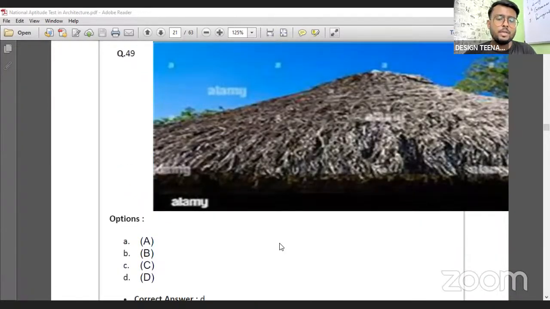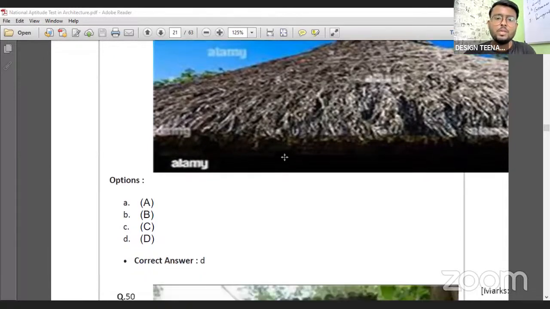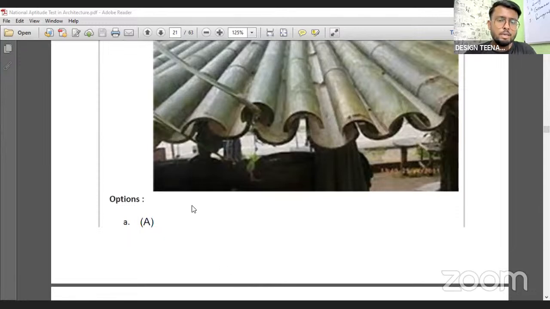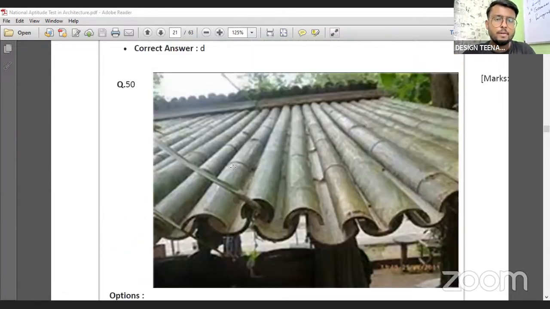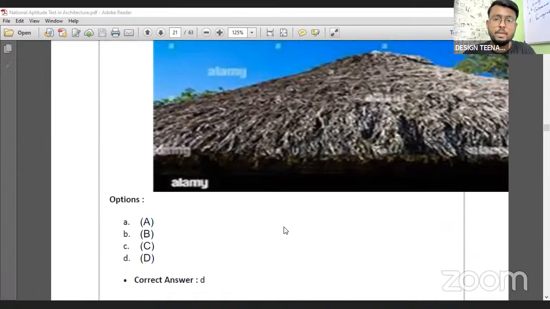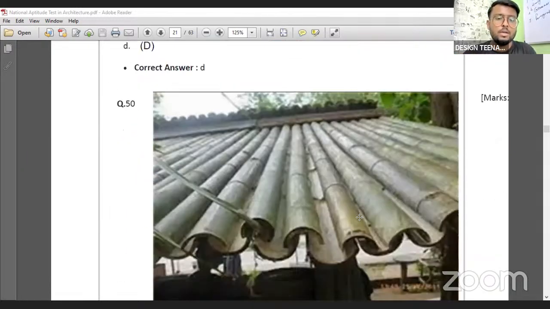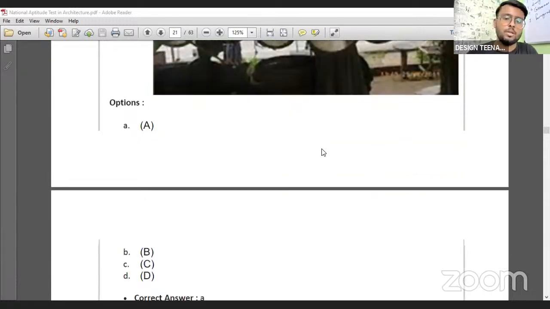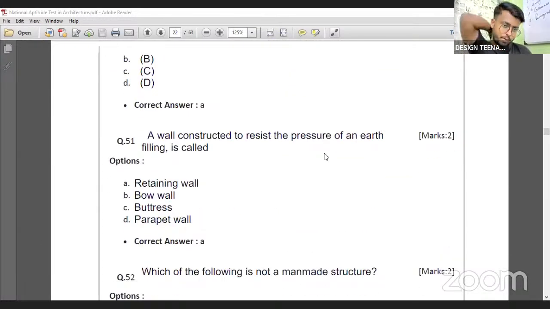Over here in question number 49, we can see there is no use of coconut leaves. So this will be option D. Now when we move on, we can see option A. Sorry, there is use of coconut leaves. I told it the other way around. Okay, now in the last one, you can see the use of bamboo clearly visible. So this is option A. This is how you need to identify.